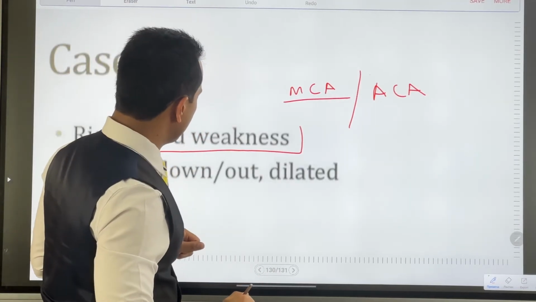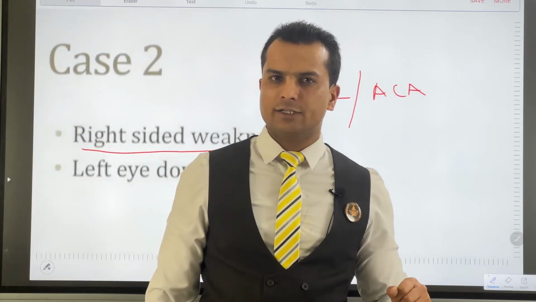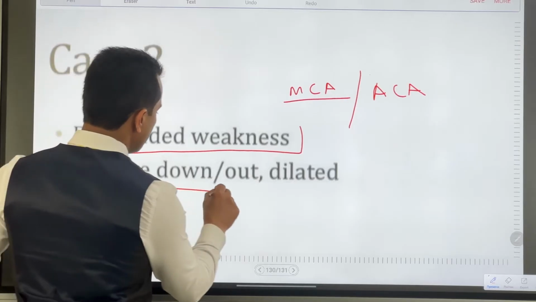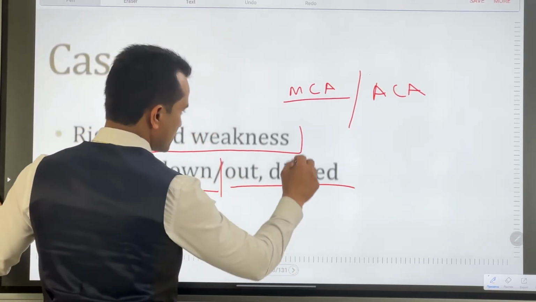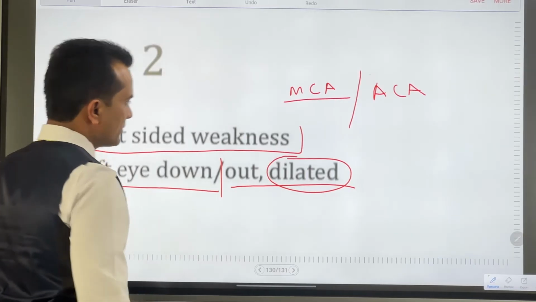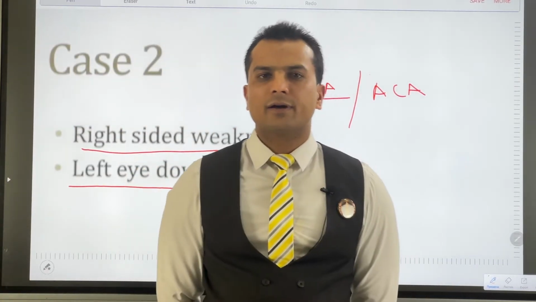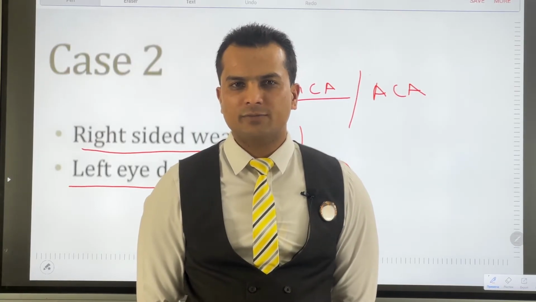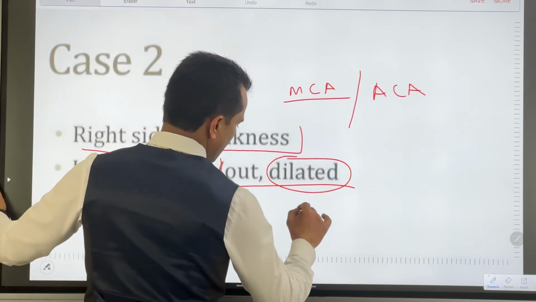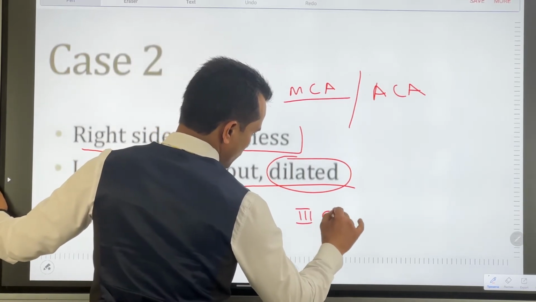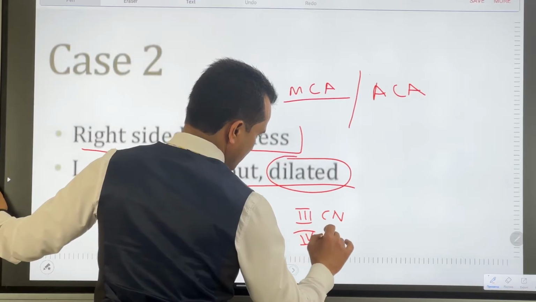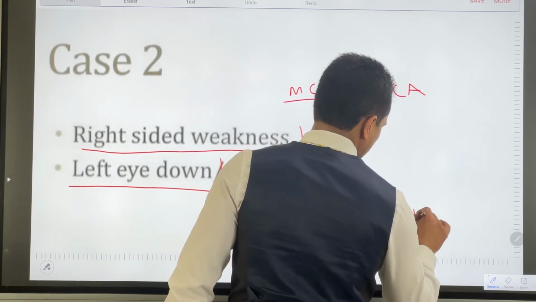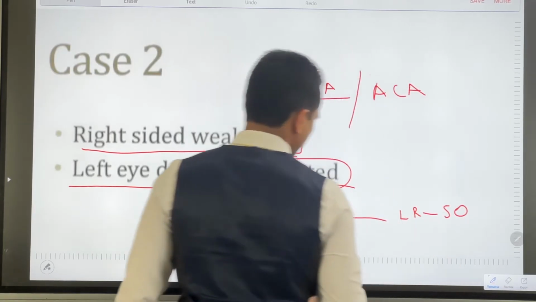Probably this is a stroke of the PCA artery. Why PCA? Because the left eye is down and out, and the pupil is dilated. So you guys know that the midbrain is a very important part of the brain, and this is the first part of the brain stem, and two cranial nerves originate from your midbrain: the third cranial nerve, oculomotor, and the fourth cranial nerve, trochlear. The third cranial nerve supplies almost all muscles of the eyeball except the lateral rectus and superior oblique.